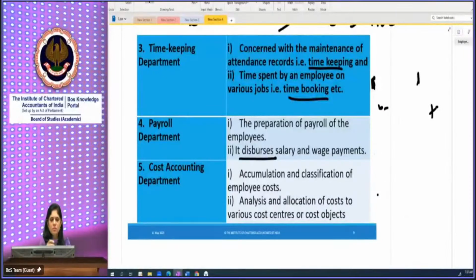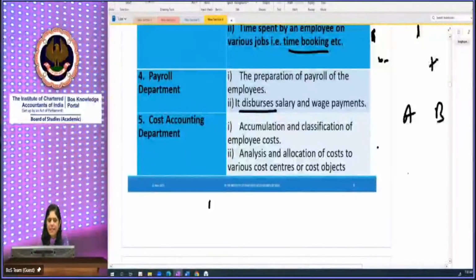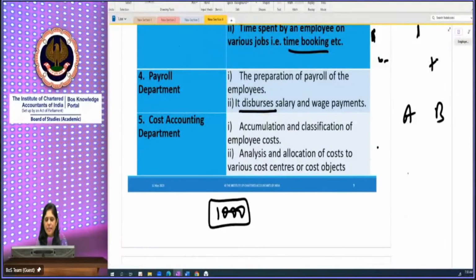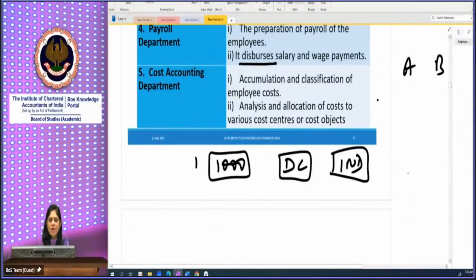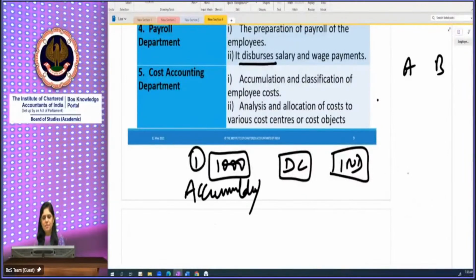Okay, I'm erasing it off. All right, so there are product A and product B. What does the cost accounting department do? First, it collects all the cost. So the total cost is 1,000. Then it will classify the cost into direct cost and indirect cost, direct employee cost and indirect cost. So the first step is accumulation or collection of cost. It collects all the cost first and then, second step, it classifies into direct cost and indirect cost.